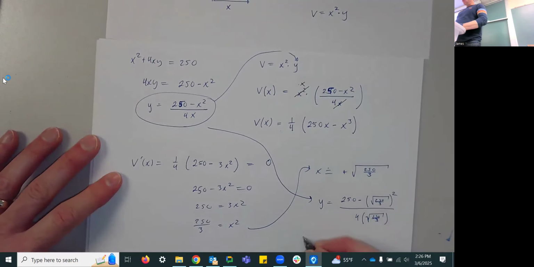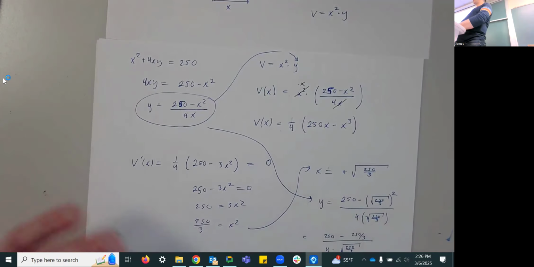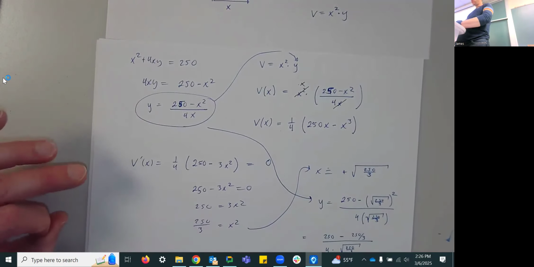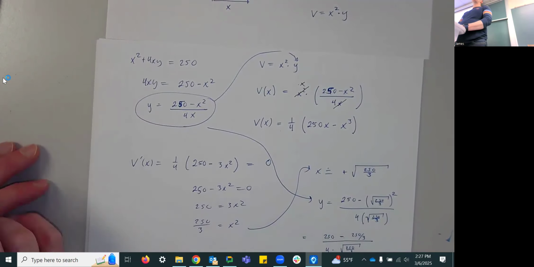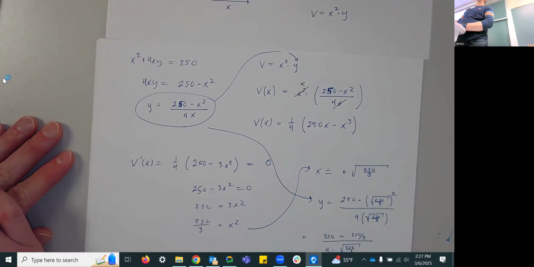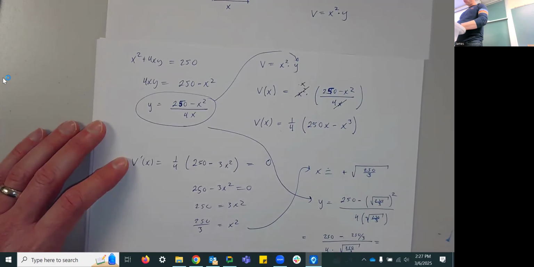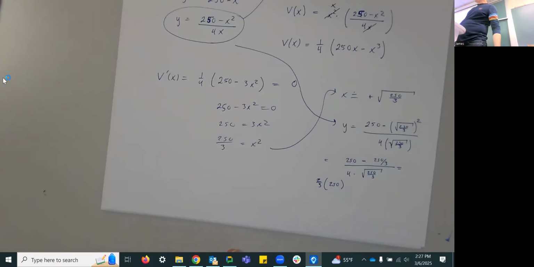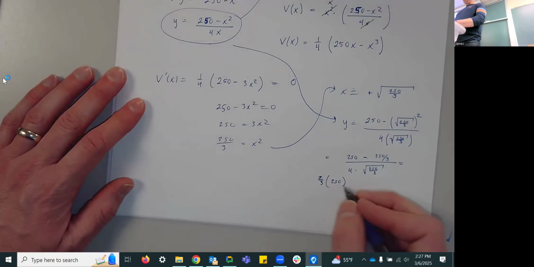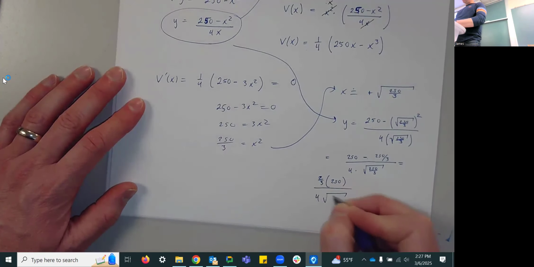Check out what happens. We get 250 minus 250 thirds over 4 times the square root of 250 thirds. I do want to simplify this for you so you can see the relationship here. So when you have a thing minus a third of a thing, what are you left with? 2/3 of the thing, right? Something minus a third of itself is 2/3 of itself. So on top, we have 2/3 of 250. On the bottom, we have 4 times the square root of 250 thirds.